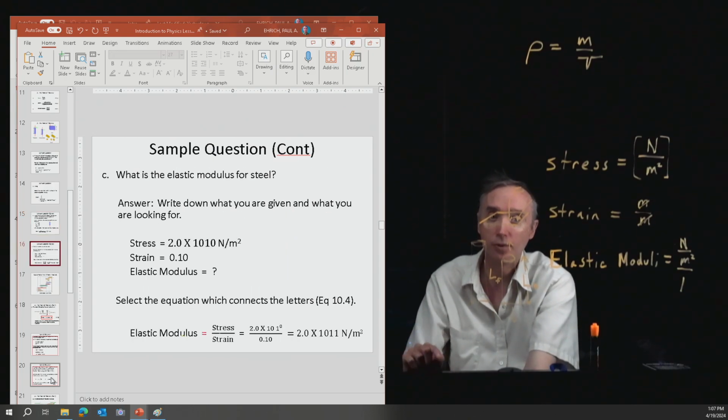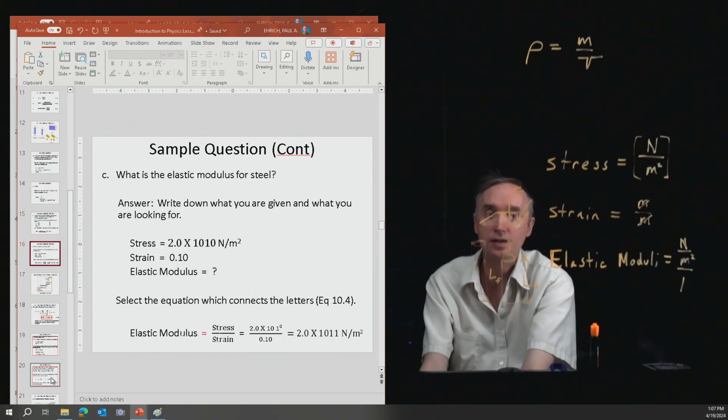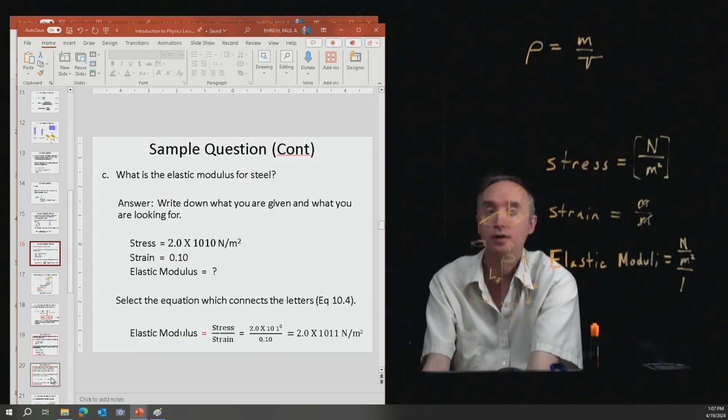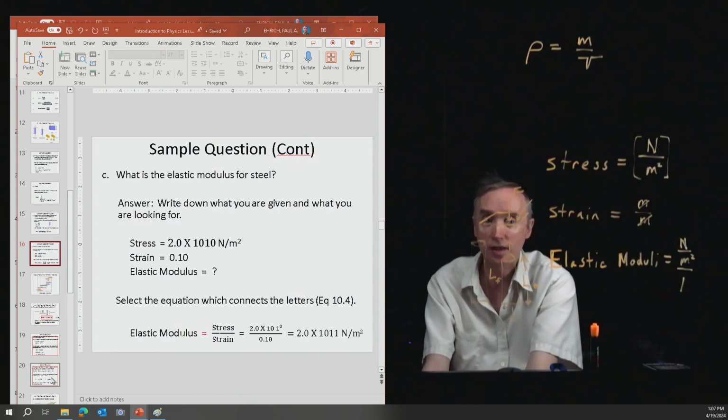Okay, then in part C, what is the elastic moduli for steel? So we know what the stress is, we know what the strain is. So now we need to find the elastic moduli, and so we plug into the formula there, and it turns out to be 2 times 10 to the 11th newtons per meter squared.